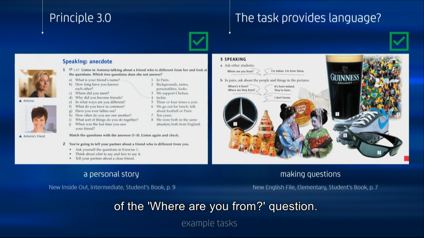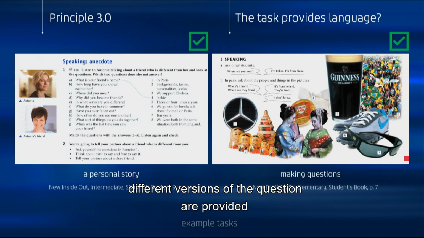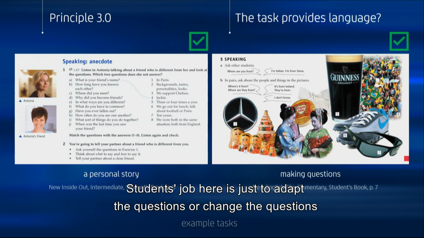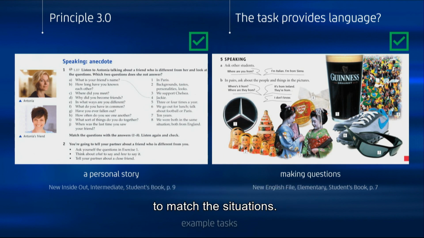make different versions of the "where are you from" question. And as you can see in the task, different versions of the question are provided and some visual cues with ideas are provided. Students' job here is just to adopt the questions or change the questions to match the situations.